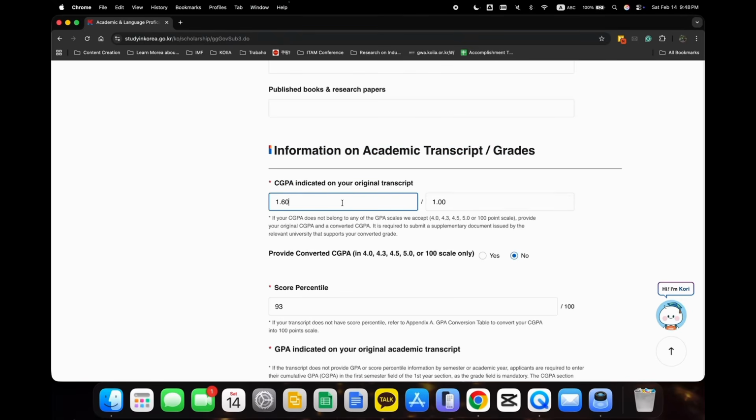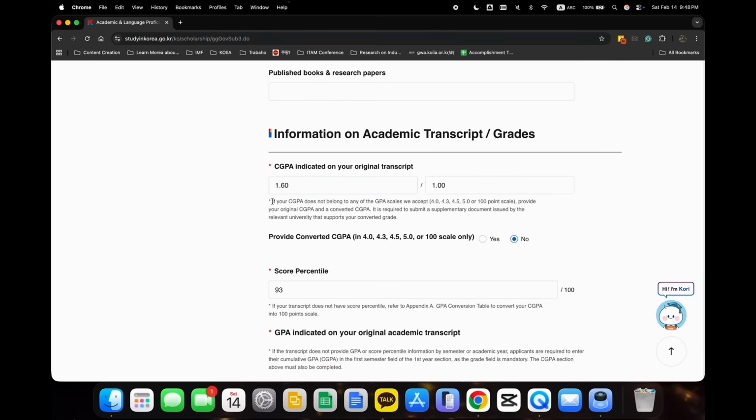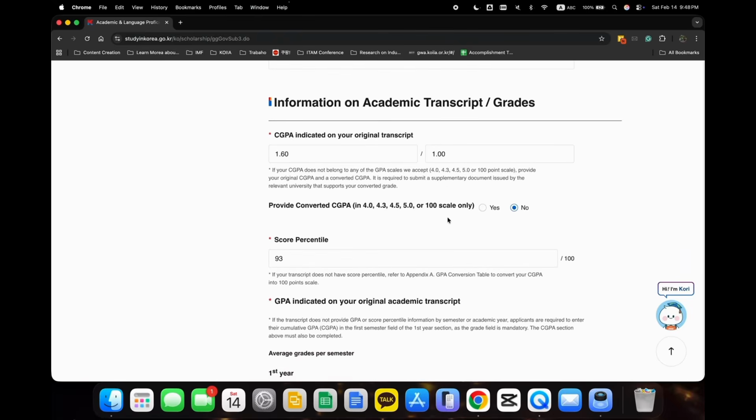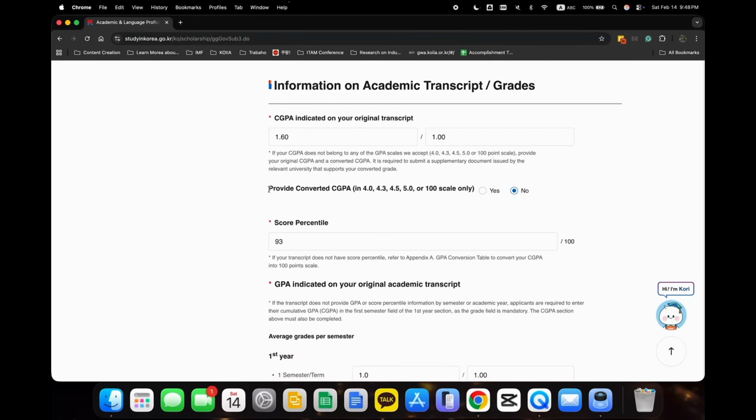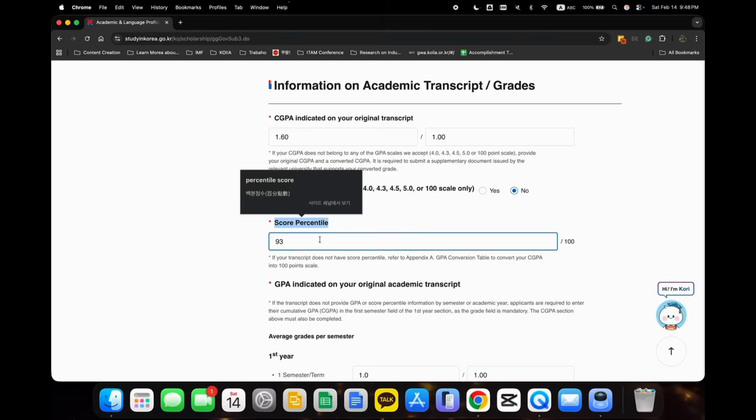If your grading system is not the same as Korea's, the 4.0, 4.3, 4.5, 5.0, 1.0, 100, just indicate the grading system there, regardless of what it is. Like 9 over 10, or some of you have 80 or 20 as the highest grade. Just put it as is. Now, you have to have an attachment or a supplementary document explaining your CGPA.